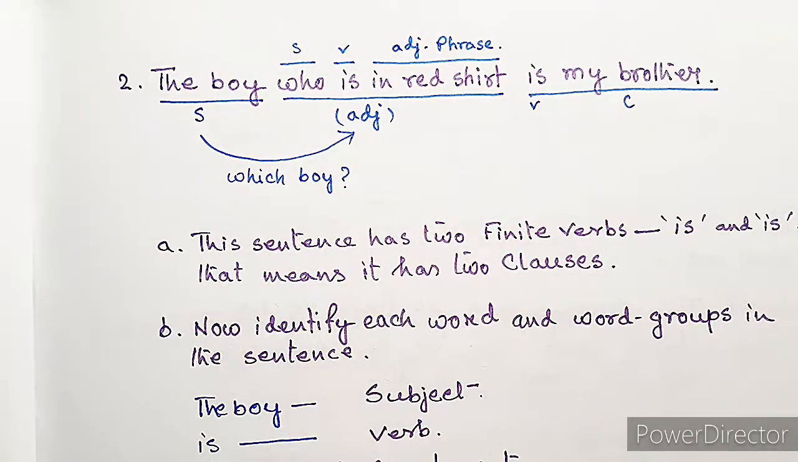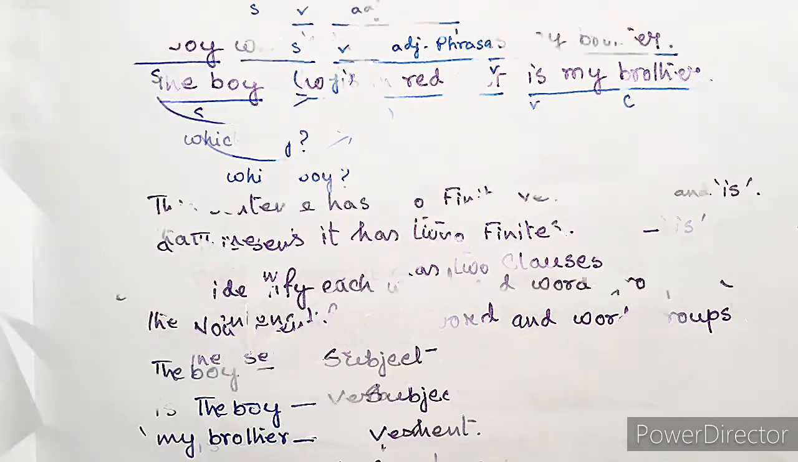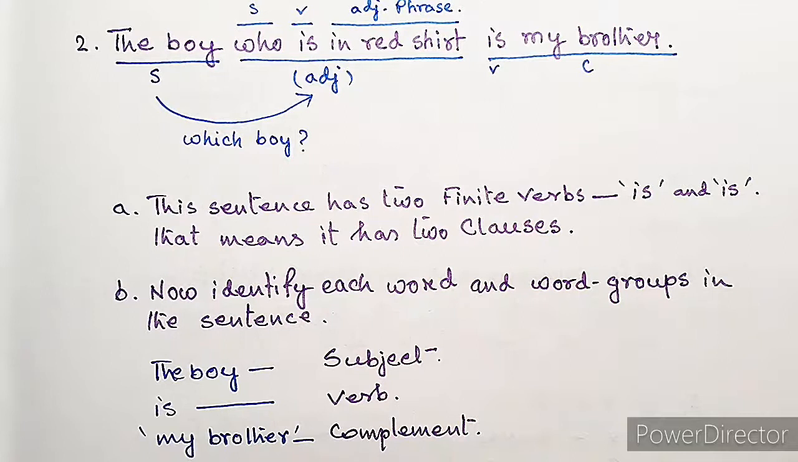Example 2. The boy who is in red shirt is my brother. Now note, this sentence has two finite verbs in it. One is "is" and the other is "is". There are two finite verbs in it. That means it has two clauses.